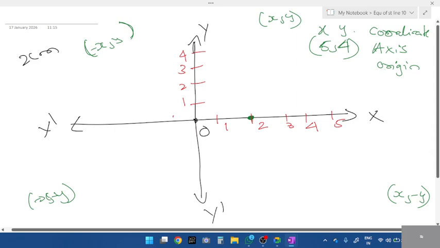Next, I have marked here 2. Where does this point 2 lie, students? On which axis? Tell me which axis? X axis. So x axis is 2. Y axis, no value, right? So y axis will be 0, comma 0.